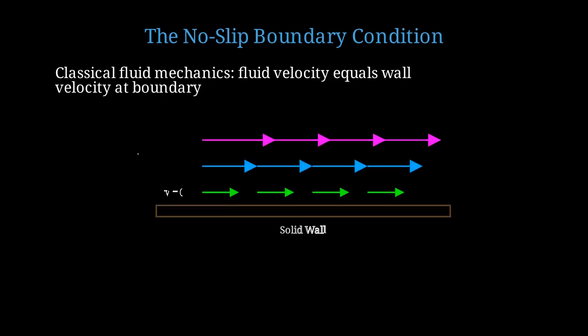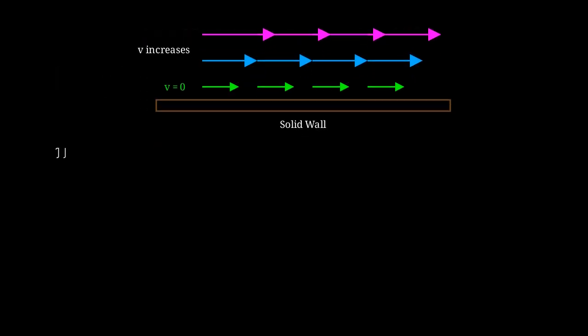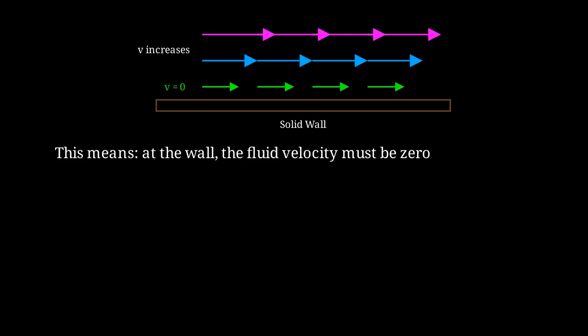Here we see a classical velocity profile. At the wall, the velocity is zero. As we move away from the wall, the velocity increases. This creates what we call a velocity gradient. This means that if the wall is stationary, the fluid velocity right at the wall must be exactly zero. No exceptions. This is the no-slip condition.